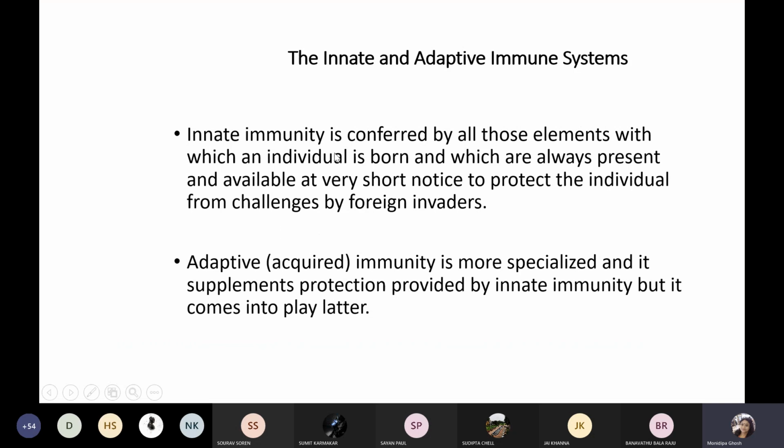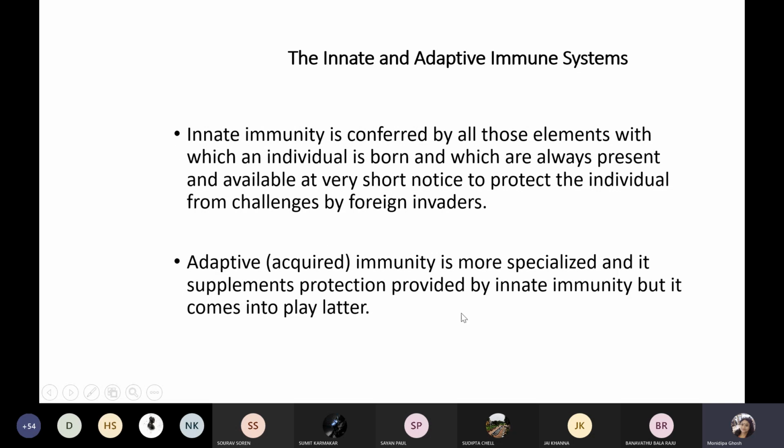The innate immune response is conferred by all these elements which an individual is born with. Means at very short notice, the protective behavior through the pre-existing cells, chemicals, and proteins, the body gives resistance against the foreign invasions. It is coming under the purview of the innate immune system. Innate comes from the instant one.